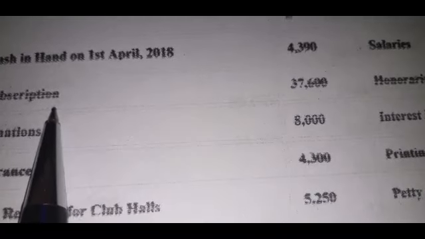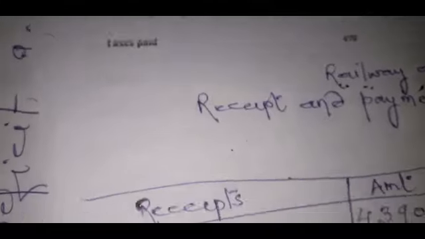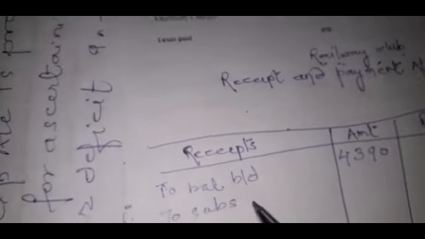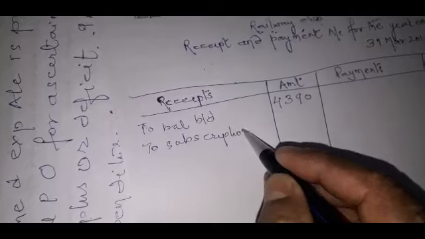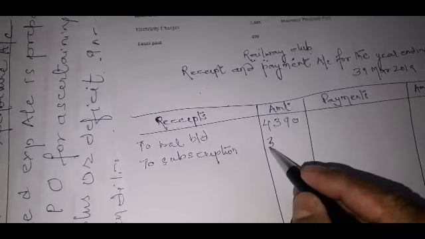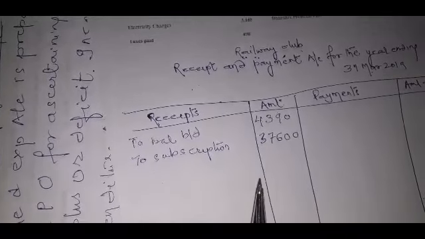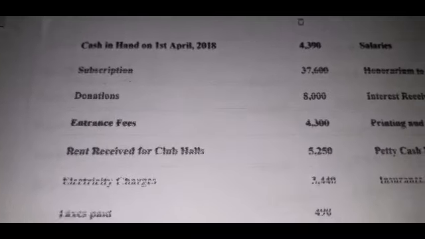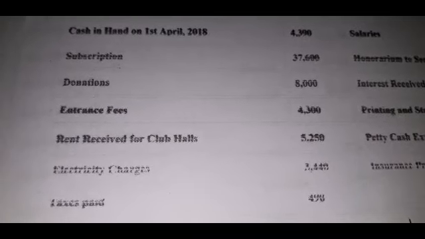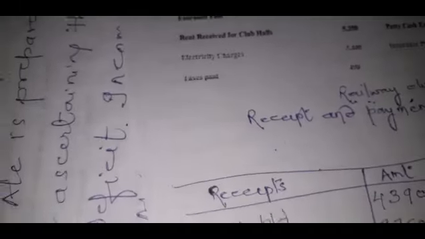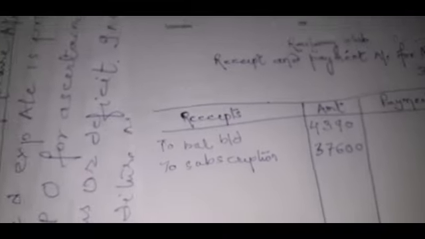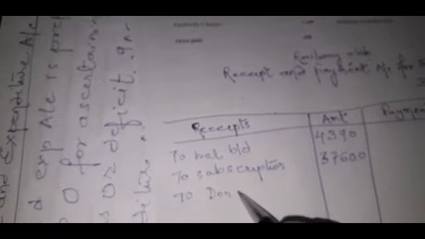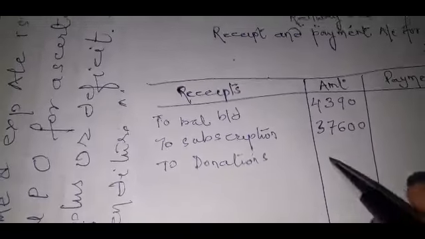Subscription received is 37,600. We post on the receipt side, to subscription, 37,600 rupees. Third item is the donations, 8,000 rupees. So donations also are a source of receipt. So receipt side, to donation, 8,000 rupees.